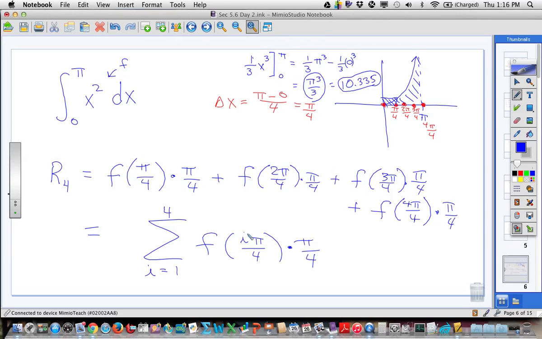Now, last thing before we put it in our calculator is, we're going to go out of the f notation to our actual function. Well, what does it mean? German shorthand, right? Whatever's in here gets plugged in for the x. So even if this was a long, complicated function, we would just take whatever's here and put it in for the x. So this is going to be sigma i equals 1 to 4, and it's going to be i pi over 4 quantity squared, and then times pi over 4. And just leave it like that. Now you can go to your calculator.